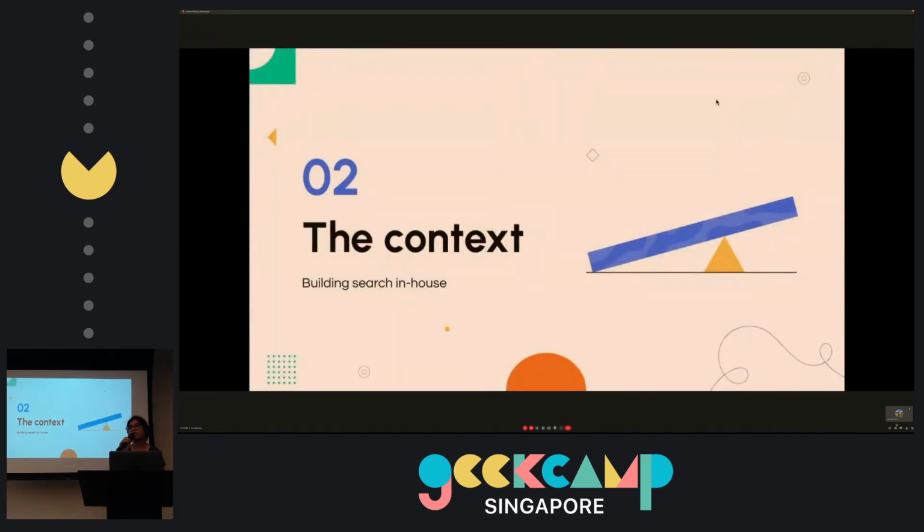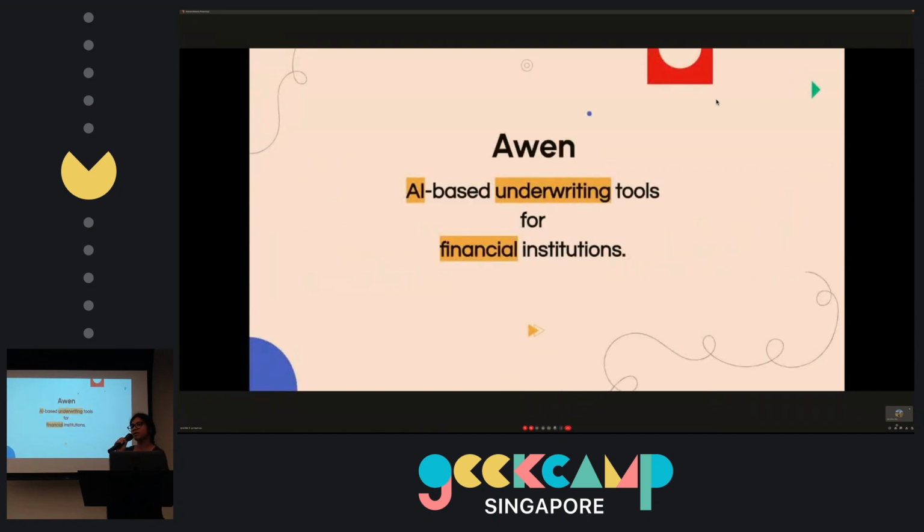So coming on to the context now, which is the startup that I work for. So again, I work for a startup called Avon. We are literally a 6-person company today. We got incorporated last year, and what we do is we build AI-based underwriting tools for financial institutions.